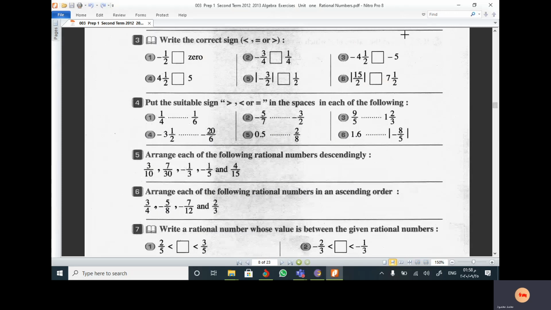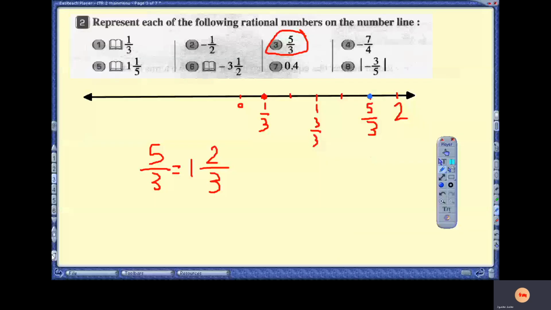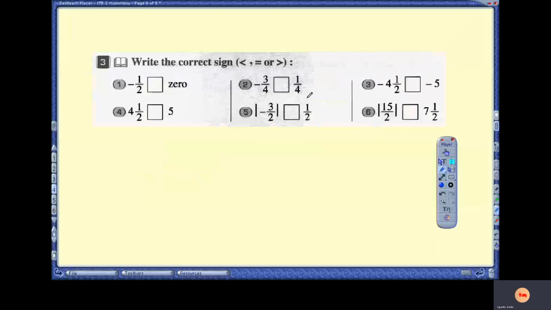Number 3, put greater than, smaller than, or equal. Here negative half and here 0. The negative number is smaller than 0 all the time, so you'll put smaller than. Negative 3/4 and a quarter. The positive is greater than the negative, so you'll put smaller than.